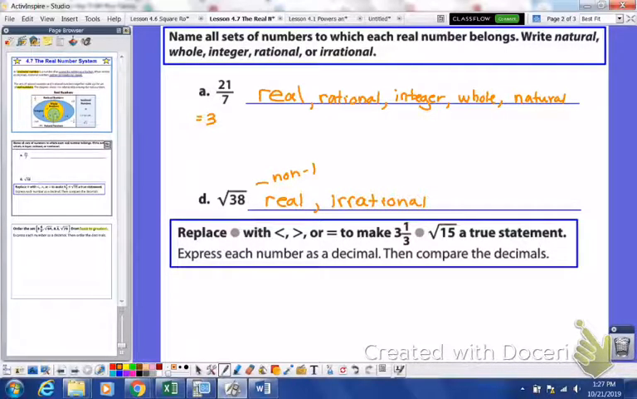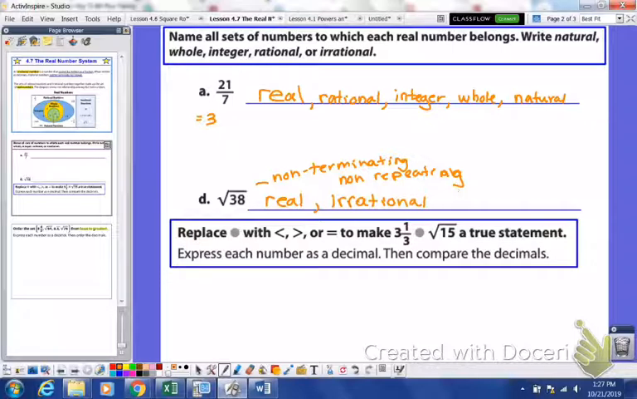It is non-terminating and non-repeating when written as a decimal. Oops, it's spelled repeating there. So it tells me it's irrational, and like I said before, if it's irrational, it cannot be anything else.